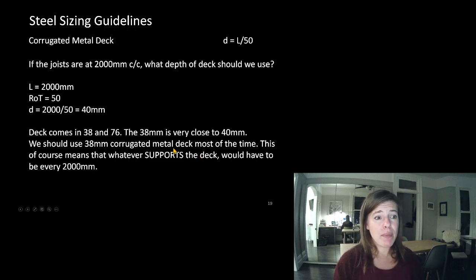So if we had 38 millimeter deck, we know that 38 times 50 is, I know it's not quite 2,000, but pretty darn close to 2,000. This means that whatever supports 38 millimeter deep corrugated metal deck should usually be around 2 meters on center. So all of a sudden, if metal deck and joists or purlins are the biggest component of steel construction, you already know a huge amount of steel construction practices. You're going to have supports for metal deck at 2 meters on center, and your deck's going to be 1.5 inches thick.